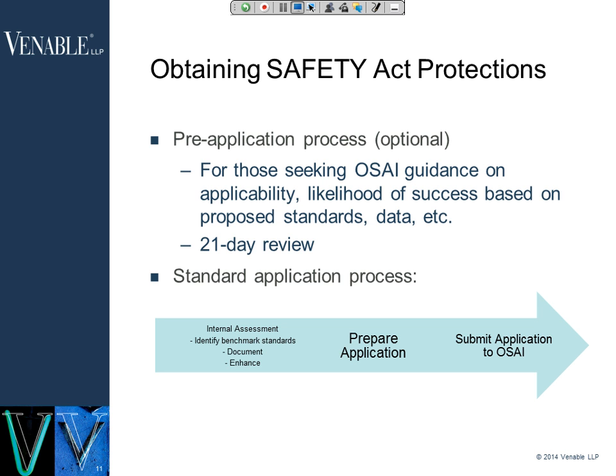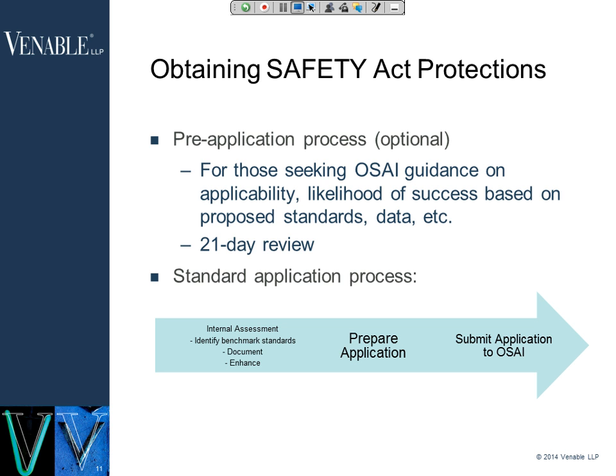Now there is an optional pre-application process that allows you to propose your technology and see if it's applicable, if there's a likelihood of success based upon your current status and the current data and information that you have available. And they have 21 days to review that and provide feedback. But the pre-application process is not necessarily required, and oftentimes you can skip this step and just see if you can even talk with the Office of Safety Act Implementation about the applicability of a certain technology or the likelihood of your success based upon where you are.